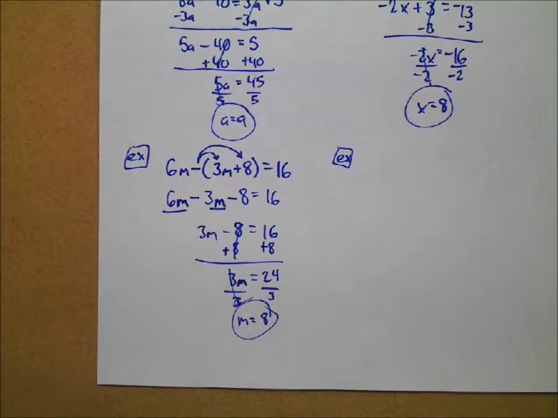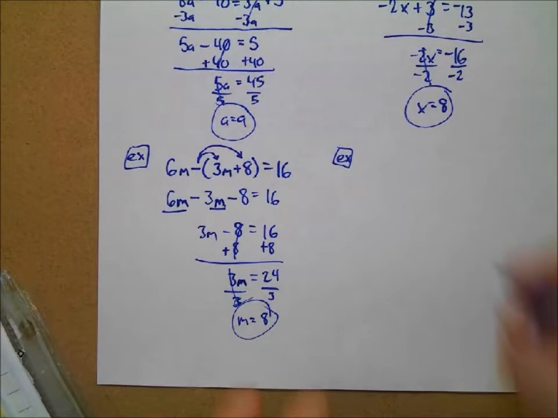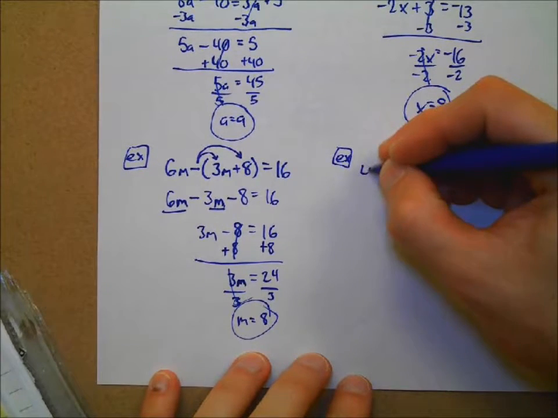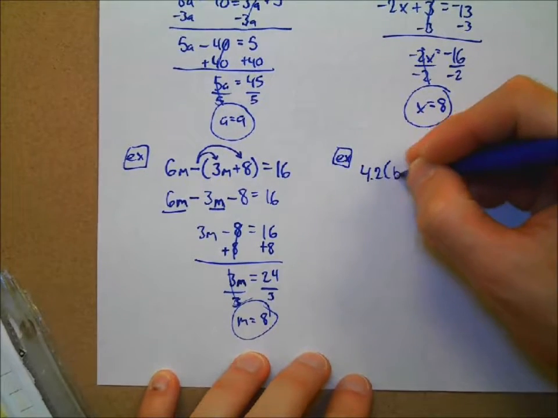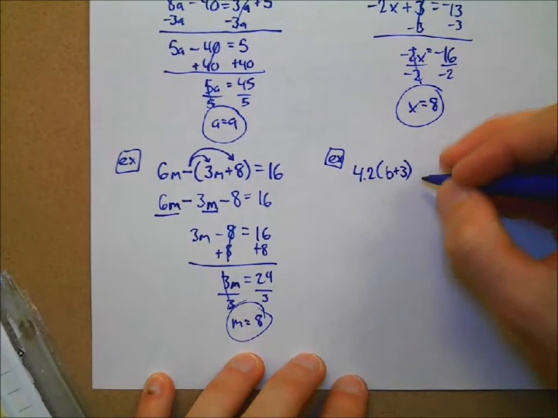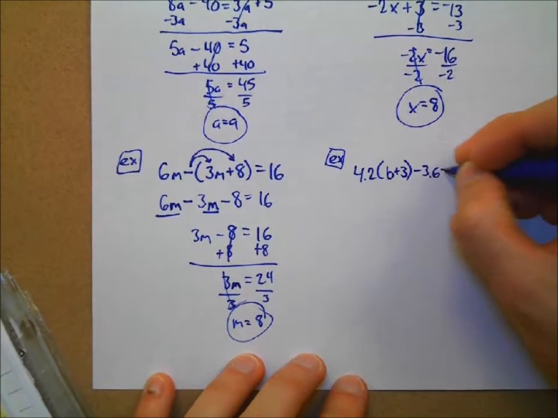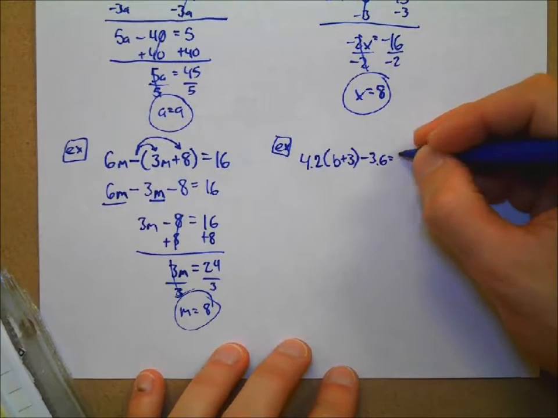Let's see. Ooh, how awful do I want to be? Take your best shot. All right, here we go. 4.2 parentheses b plus 3 minus 3.6 equals 5 times b plus 1.3.